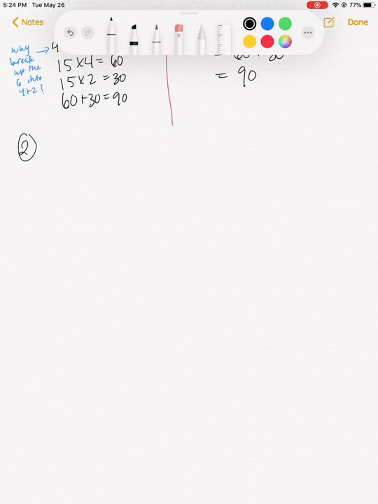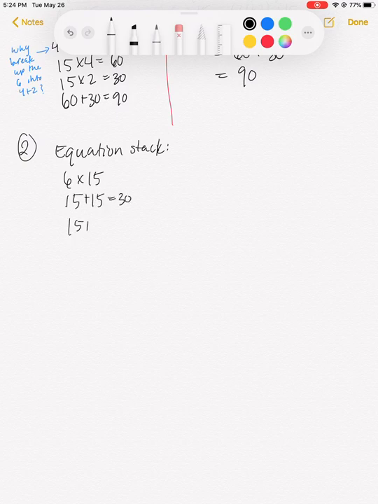Strategy number 2. The following was made into an equation stack from the students' thinking. Six times 15 was the problem. Then they said that 15 plus 15 was 30. Then they said that 15 plus 15 was also 30 again. And then that 30 plus 30 was 60. And they realized that they had only 4 sets of 15, so they added another 2 sets of 15. 15 plus 15 is 30. Then the total was 60 plus 30 equals 90.